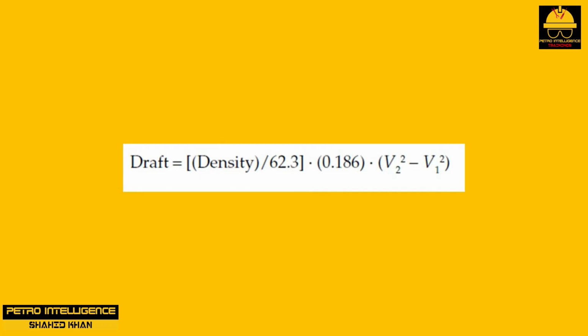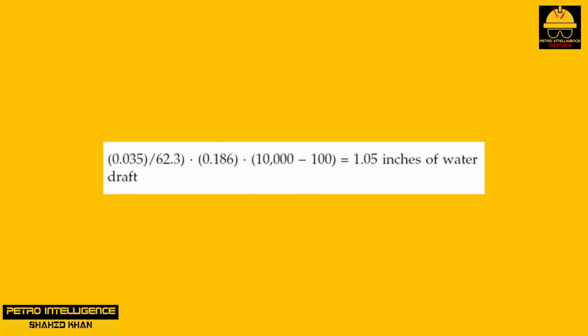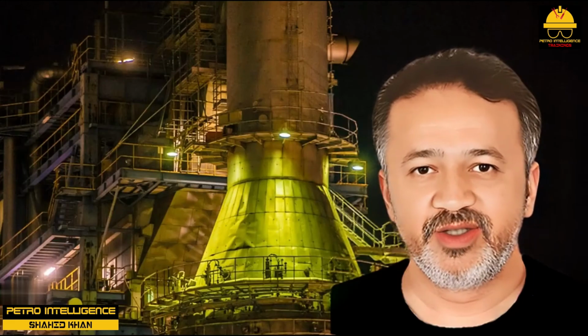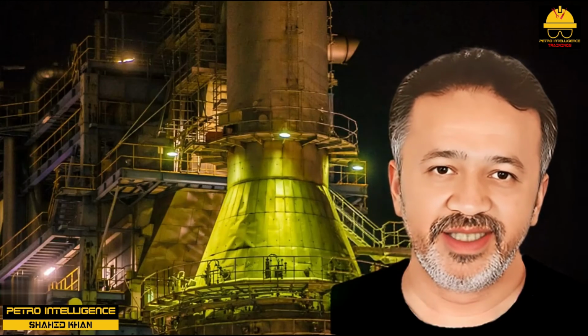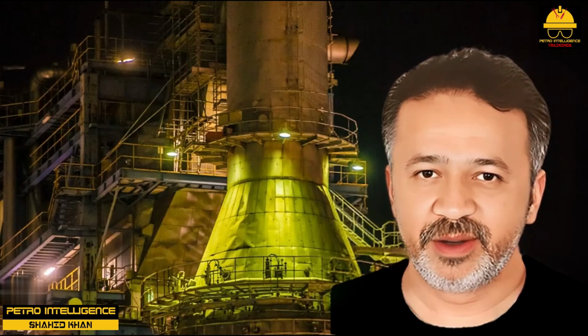Therefore, the draft due to the reduction in chimney diameter is 0.035 divided by 62.3, times 0.186, times 10,000 minus 100, equals 1.05 inches of water draft. The 0.035 is the density of the flue gas at 600 degrees Fahrenheit, assuming its molecular weight is the same as air. Caution, based on the roughness inside the stack, some or all of this draft may be lost due to friction.